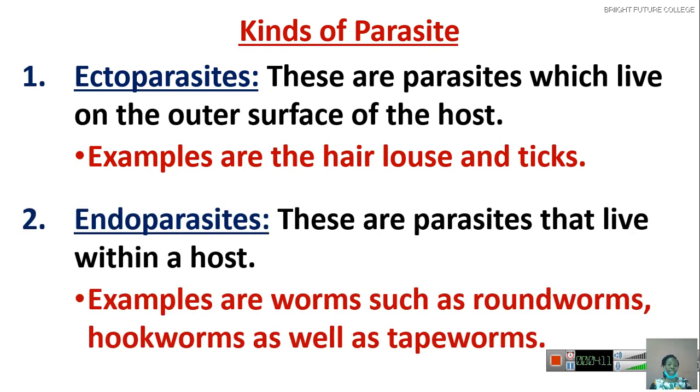Okay, the second kind of parasite is the endoparasite. Endo, inside. So endoparasites are parasites that live within a host. They live inside the organism that they are causing harm to. Okay, examples of endoparasites are worms such as roundworms, hookworms, as well as tapeworms. All these, or most of them, we have them inside our body. We have tapeworms in our stomach, right?